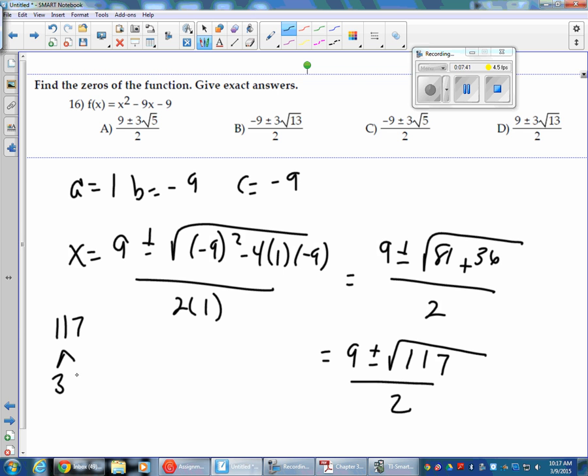3 goes into it. 117 divided by 3 is 39, and then 3 goes into 39 13 times. So I've got two 3's and a 13. So this is going to be 9 plus or minus 3 square root of 13 over 2. And that doesn't simplify because 9 and 3 can't be divided by 2. So 9 plus or minus 3 square root of 13 over 2. My answer will be D.